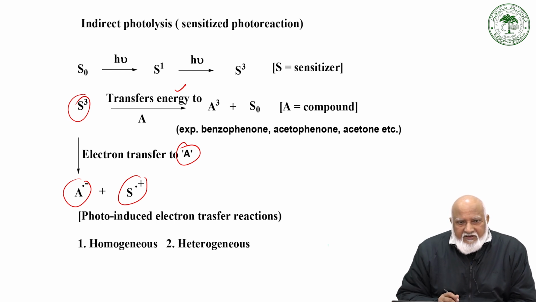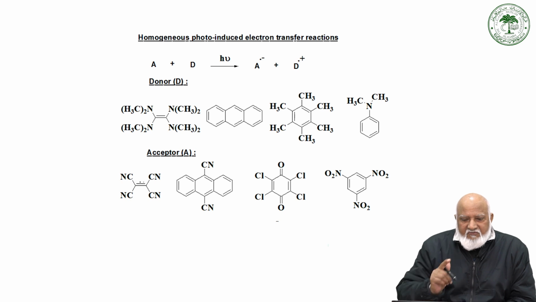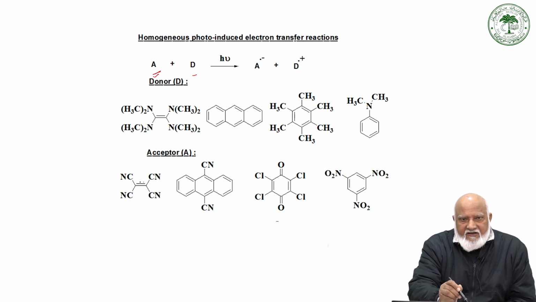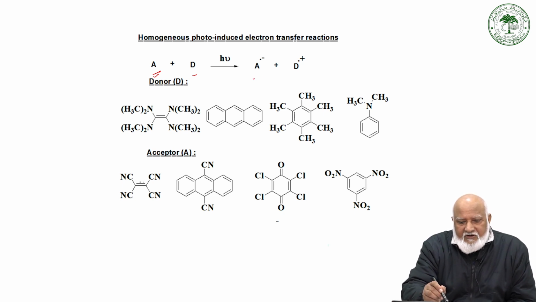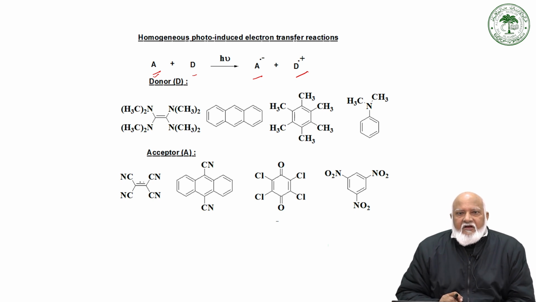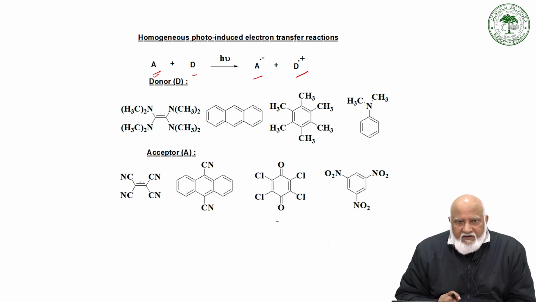So as mentioned over here, we have two molecules, A and D. A is an acceptor, D is a donor. In the presence of light, the acceptor accepts an electron and becomes a radical anion. The donor donates an electron to become a radical cation. A few examples of donors and acceptors are represented over here.